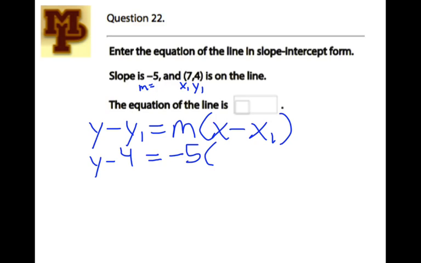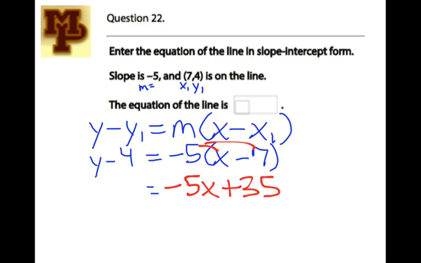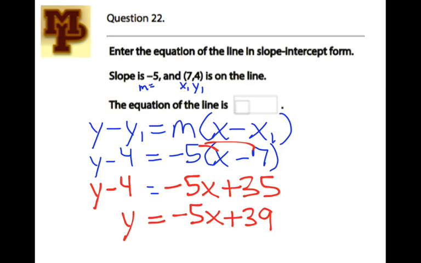So we do y minus whatever the y coordinate is, so y minus 4 equals the slope, which is negative 5, times x minus the x coordinate, which is 7, and then we just distribute. So we distribute, kind of make it look nice. So negative 5x plus 35. Remember to distribute the negative, negative times the negative there. And then we got y minus 4, and we're going to add the 4 over, so that would be negative 5x plus 39. So that's what we would put in the blank.